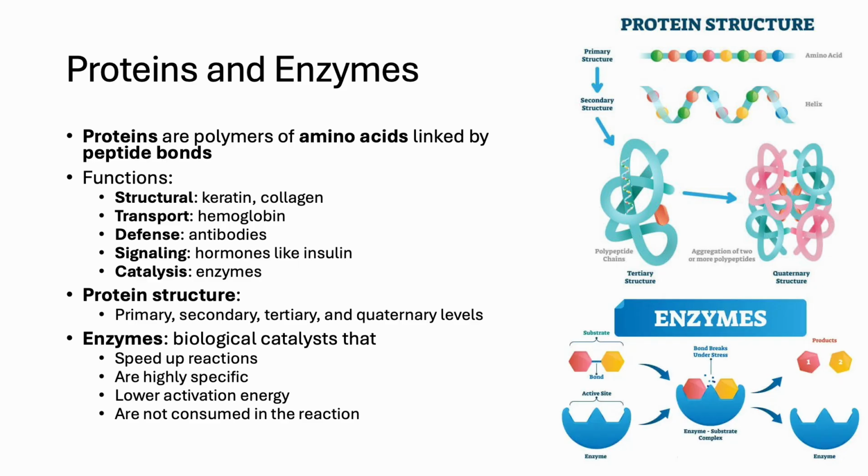One of the most important classes of proteins is enzymes. These act as biological catalysts that dramatically increase the speed of a chemical reaction by lowering the activation energy required. Enzymes are highly specific to their substrates and remain unchanged after the reaction. Without them, most of the body's chemical processes would occur too slowly to support life.